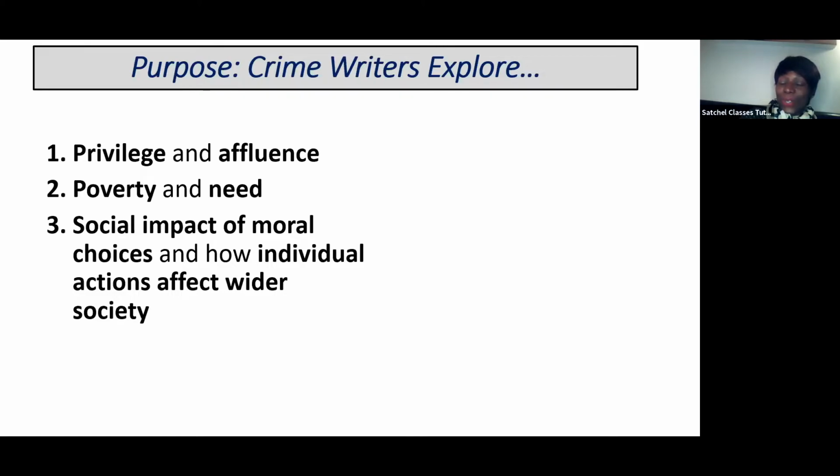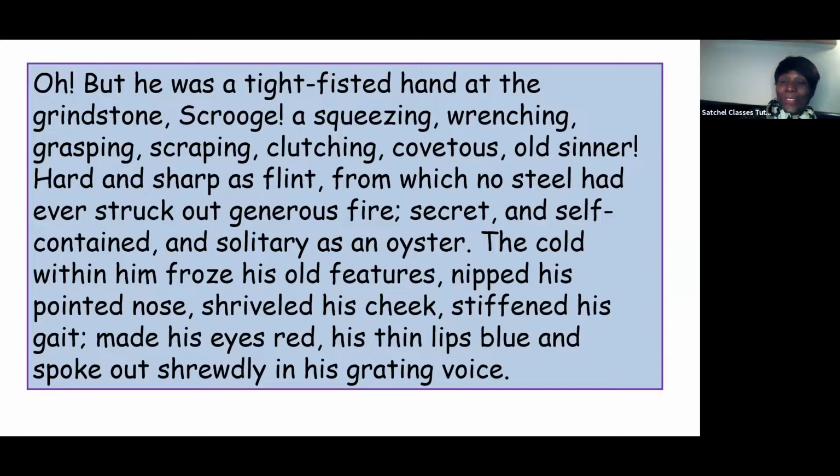Let's have a look at these two extracts. Let's look at the first one, which is around Scrooge for stave one. So we'll read through the extract and really look at what we can draw out from it in terms of genre and purpose, and in terms of the language.